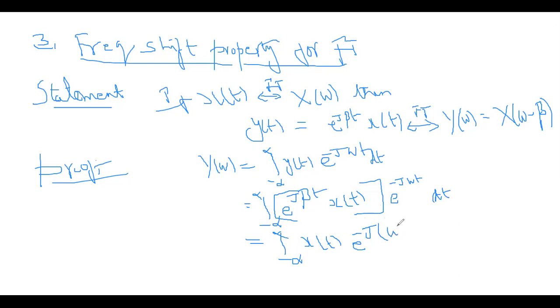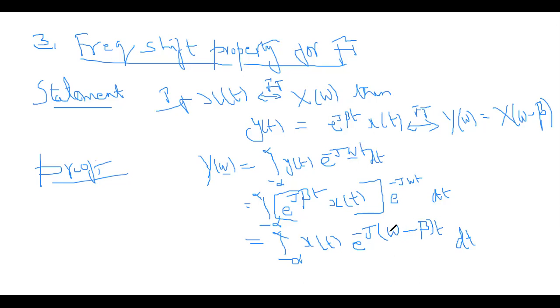I'm taking the omega minus beta into t dt. See the e power minus j omega t, minus j omega t, minus into minus is a plus, e power j omega beta into t. Now it is similar to the Fourier transformation equation only. Y of omega is equal to integral minus infinity to infinity y of t e power minus j omega t dt.